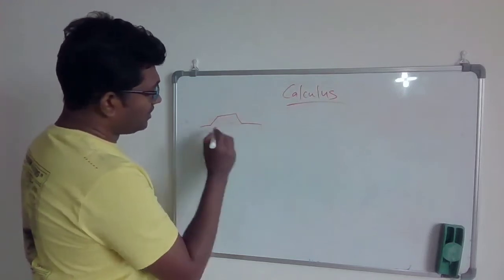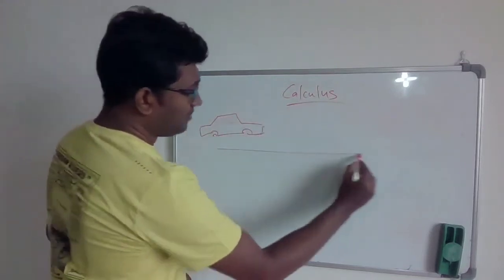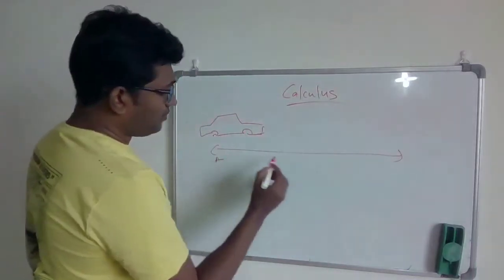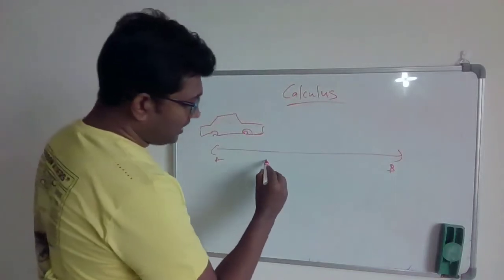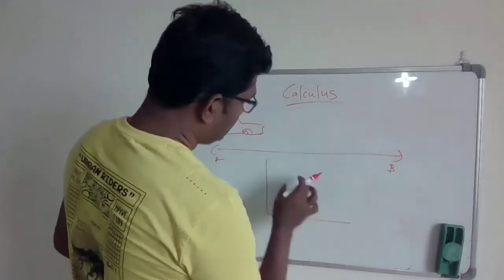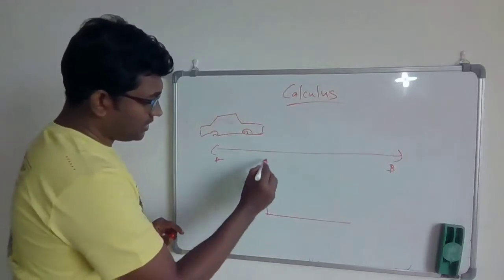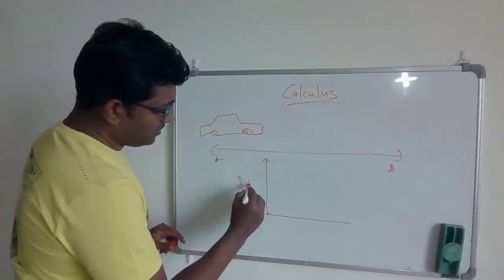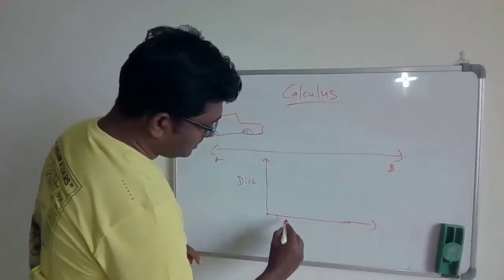Let's say you have a car and you drive from point A to B. Okay, so let's graph this. This A to B is the distance. Let's say this is the distance on the y-axis, and the time on the x-axis. Let's take 10 seconds.